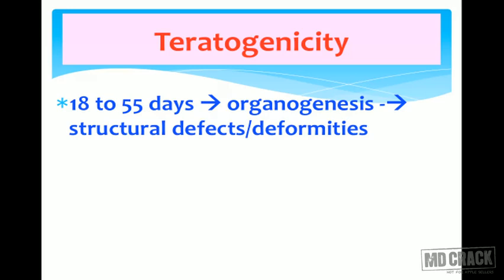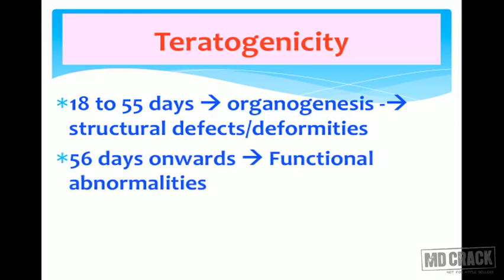Teratogen, from "terat" meaning monster, means it produces structural abnormalities in the fetus. 18 to 55 days is considered in general as the period of organogenesis, when the organs are getting developed. So if you give a drug which crosses the placental barrier and is toxic to the fetus, it is going to produce structural defects or deformities, especially if given between 18 and 55 days.